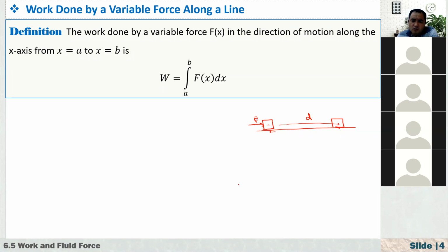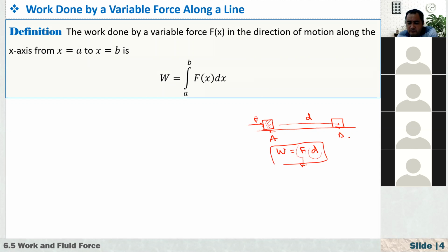So now, what is the work done to push this cube from point A to point B? The work done is defined here as the magnitude F times D. You are using this force F and pushing for a distance of D units. That is the definition of work.